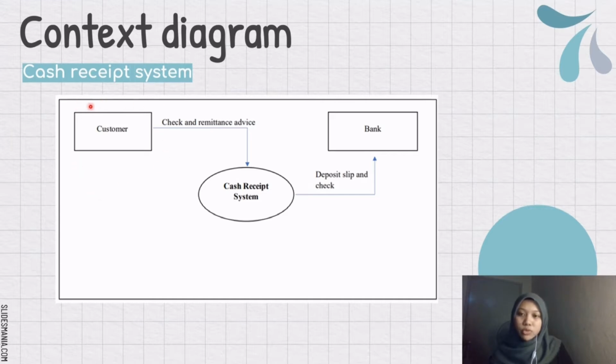Okay, this is the context diagram for the cash receipt system. First, the customer will make a payment. So the customer check and also the remittance advice will be received by the cash receipt system. And then this system will prepare a hard copy deposit slip and send it together with the check to the bank.